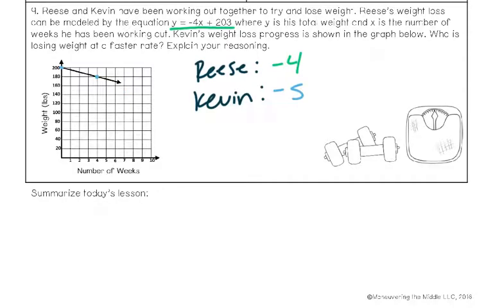So now we can compare who's losing weight faster. Explain your reasoning. Kevin is losing weight at a faster rate because he's losing 5 pounds per week. 5 is bigger than 4. So Kevin's losing weight at a faster rate than Reese.